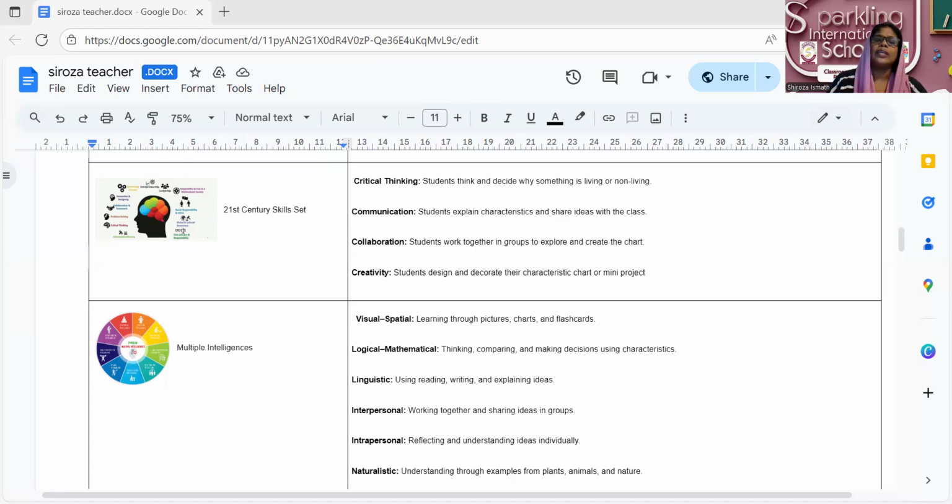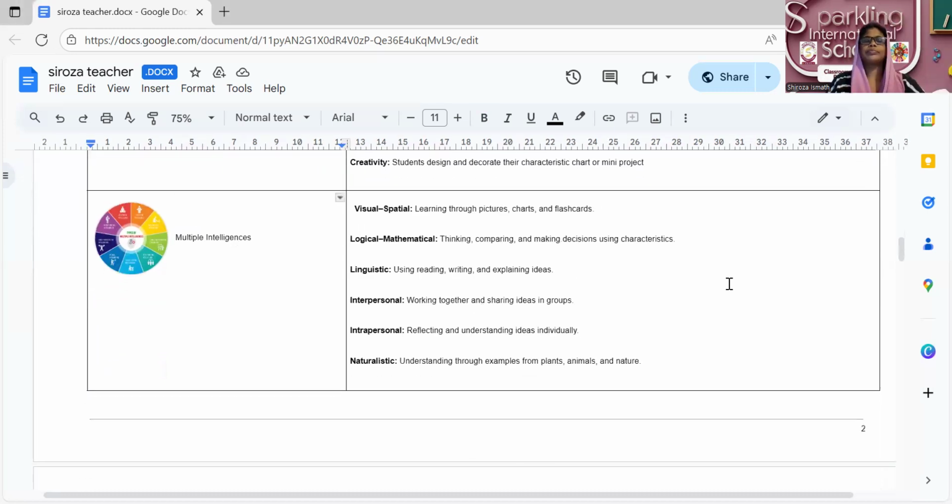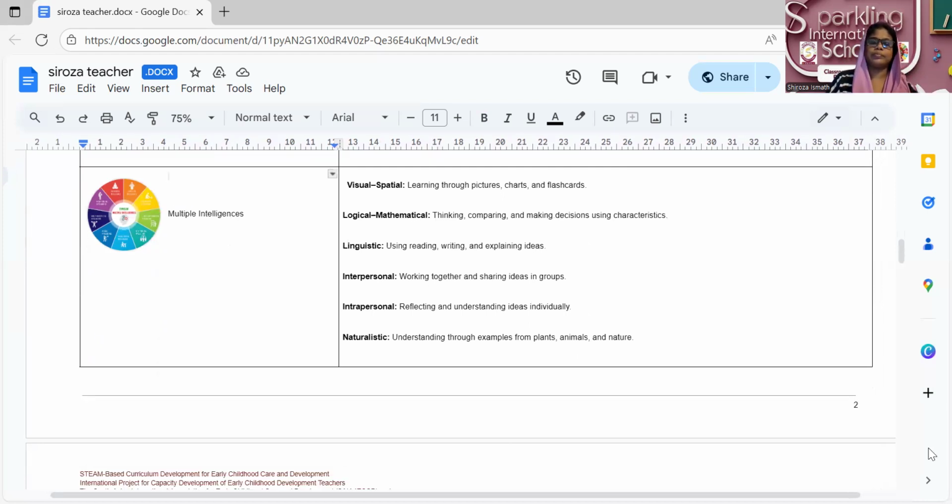Creativity: they designed the poster. Multiple intelligences: flashcard drawing and the chart help visual learners, and sorting, classifying, and analyzing support logical thinkers, and reading, writing, meaning, and presenting the ideas are for linguistic learners.